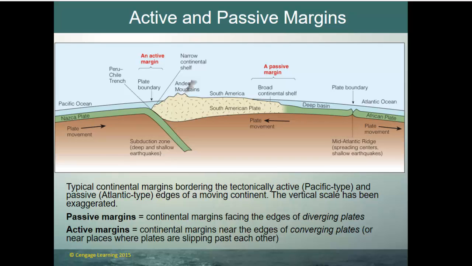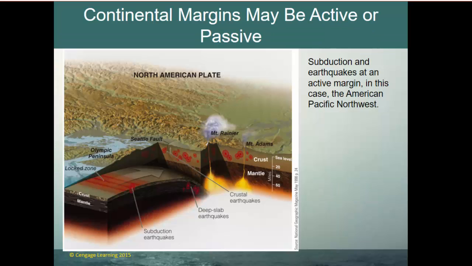Passive margins are continental margins facing the edges of diverging plates, and active margins are continental margins near the edges of converging plates, or near places where plates are slipping past one another. That can also be tectonically active. So those are your passive and your active margins.